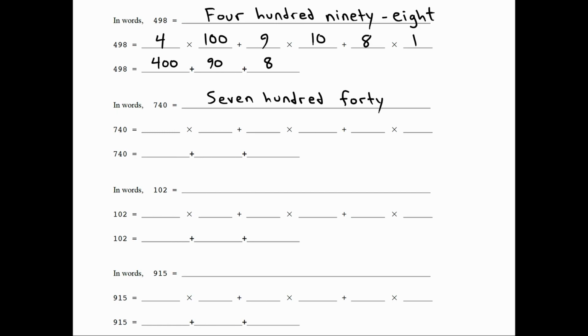Multiply the digits by their place values, so we get 7 times 100, 4 times 10, and 0 times 1. This makes 700 plus 40 plus 0.